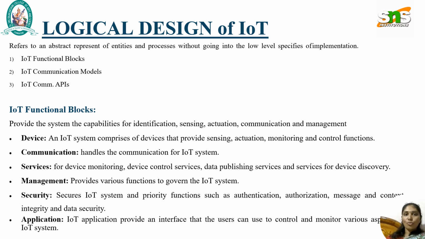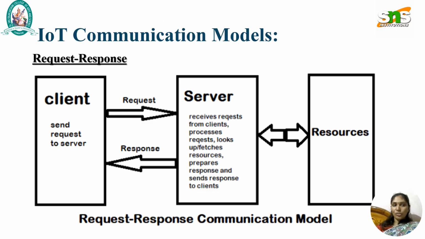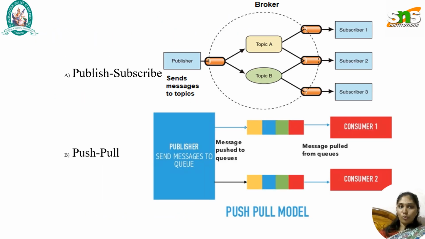Then the logical design of IoT. There are three types of IoT logical design: IoT functional blocks, communication models and communication APIs. Applications in IoT, along with management and security. Before the application and the device, there are blocks for management services, communication and security. IoT communication models are the request-response process, the push and pull method, and the publish and subscribe method.